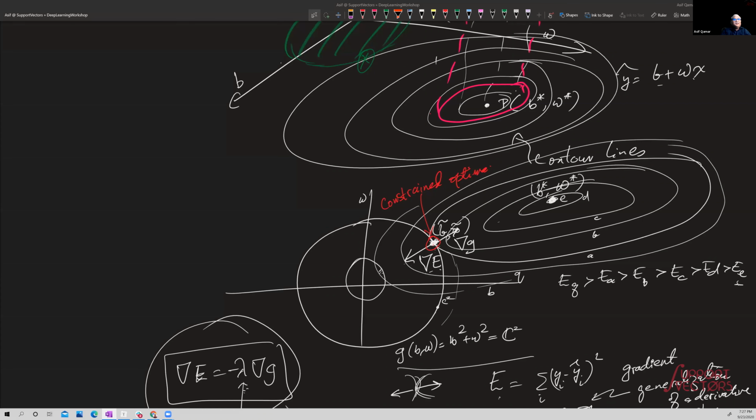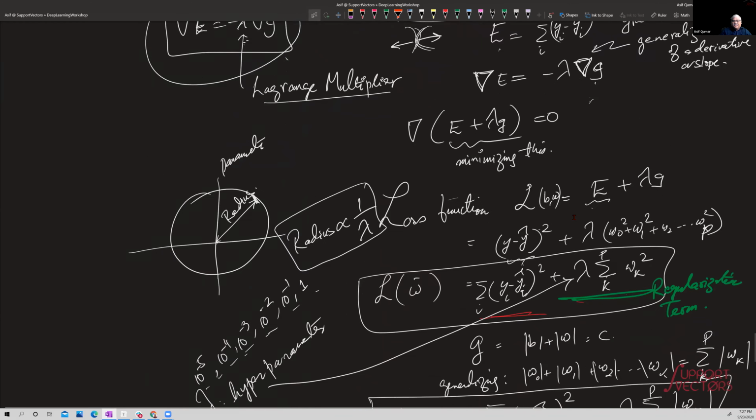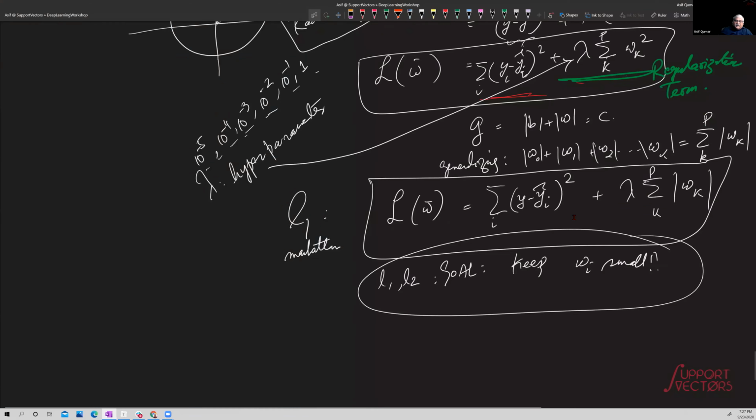The summary, the basic thing to remember, is that a bigger lambda means a smaller budget, a smaller circle that you're allowing. The bigger the lambda, the smaller the values of weights that you're allowing. In a way, you can see that from this equation. If you look at this equation, the loss comes from two parts. One is the error part and one is the weight part.